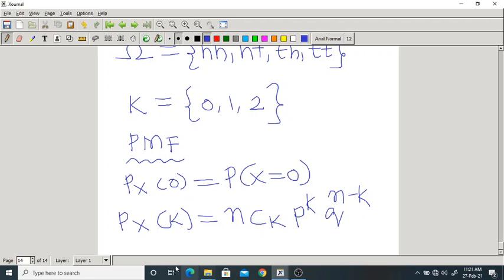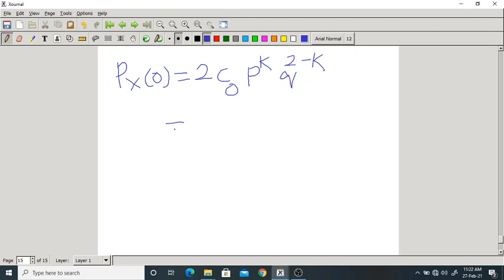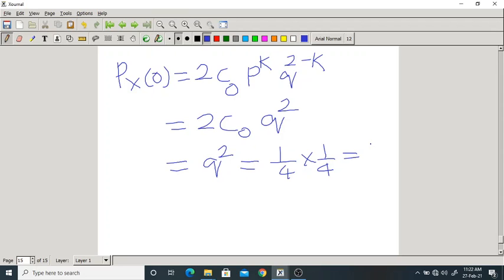Okay. So here what is the k value given as 0? So what is Px of 0? Which means k equal to 0. That is 2C0 p power k q power 2 minus k. Anyway, k equal to 0, that is 2C0 q power 2. What is 2C0? 1. That is q square. What is q square? 1 by 4 into 1 by 4. q equal to 1 by 4, no? That is 1 by 16.